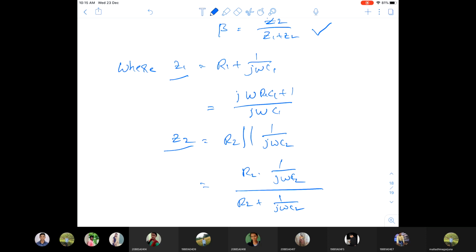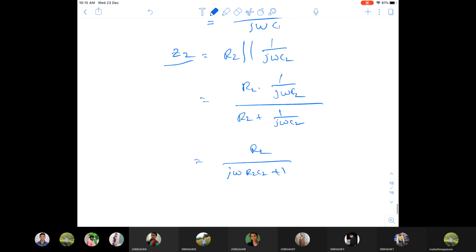Then simplify that, and write again the imaginary part separate, real part separate. Make the imaginary part equal to 0, and then you will get the frequency. Take the remaining part separately, then you will get the condition for sustained oscillations.